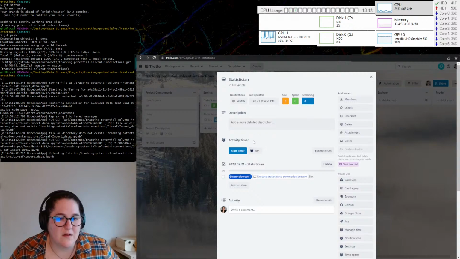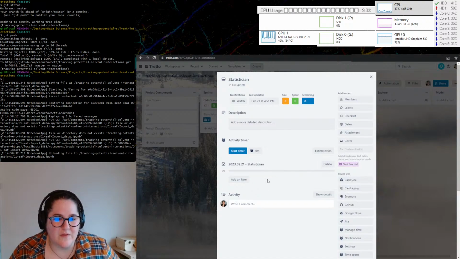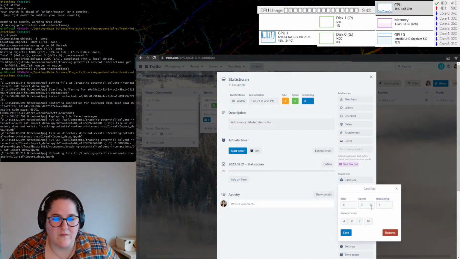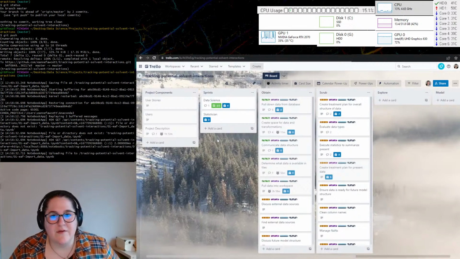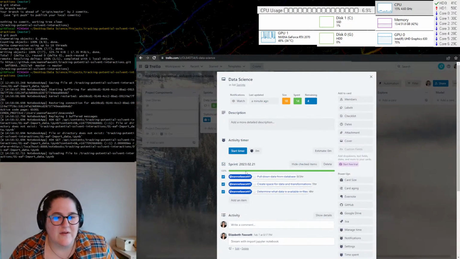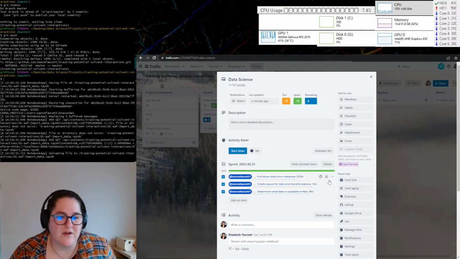And here I have this evaluate statistics to summarize present. I'm actually going to remove this, and I'm going to remove this card size here, because that's something I might be doing in the future, but it is not something that I want to do on this current 2023-02-21 sprint. If you are familiar with Agile, you know what I'm doing, which is updating my sprint as I'm dedicating work.